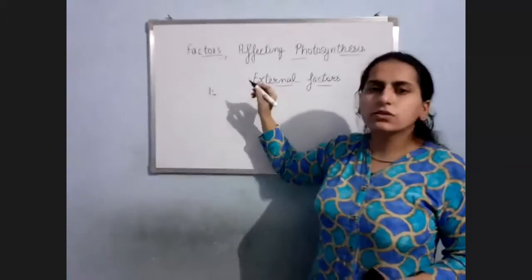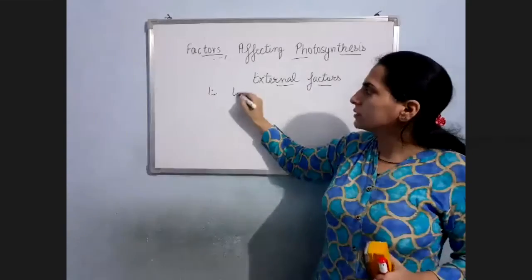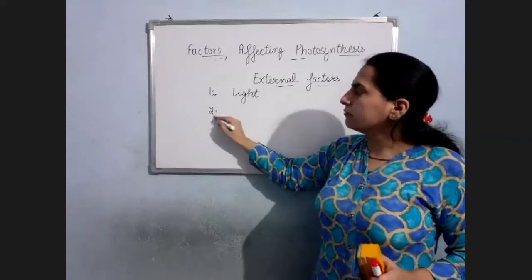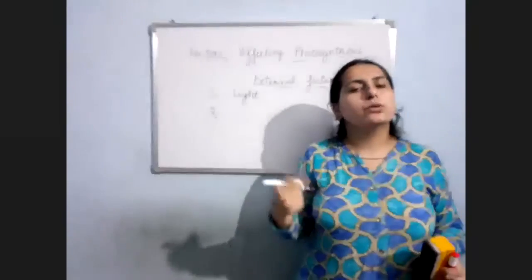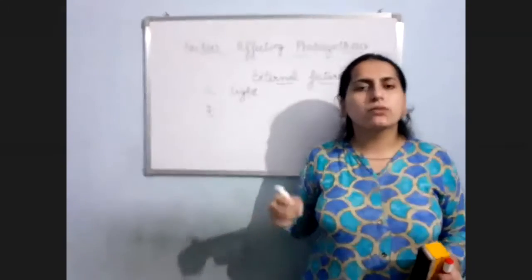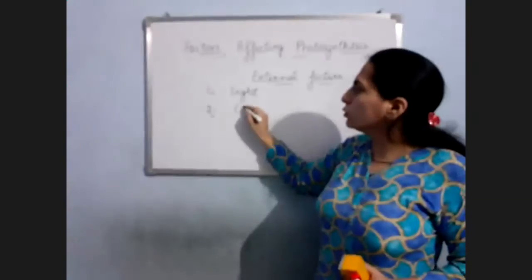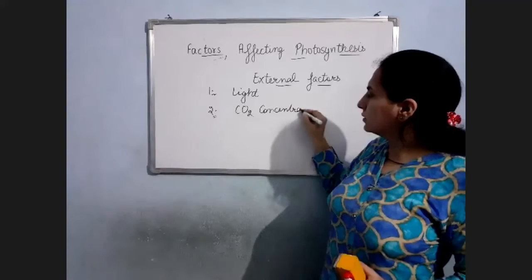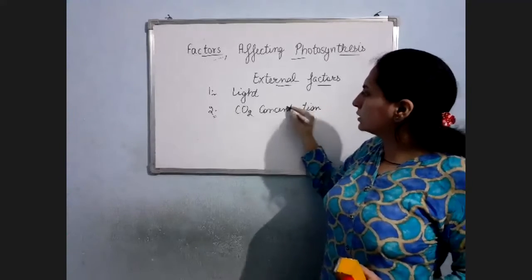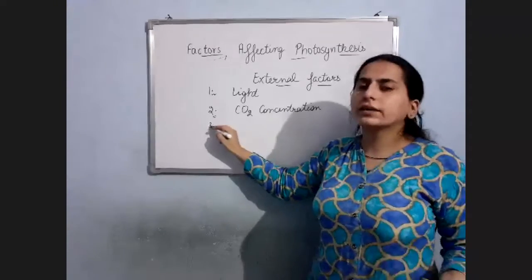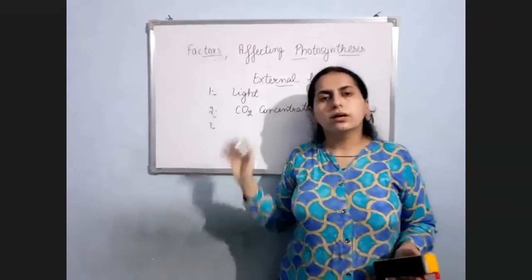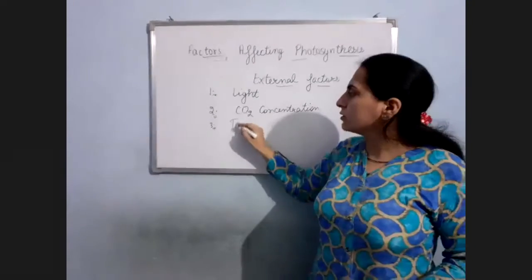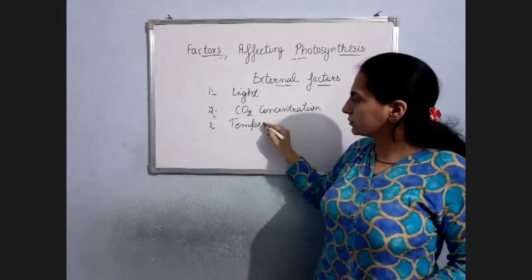First factor, as you know, light affects photosynthesis. Second factor, as you know, CO2 is also required for the process of photosynthesis. So CO2 concentration also affects the rate of photosynthesis. How they are affecting, we'll discuss now. Now the third factor is temperature. Temperature also affects photosynthesis.